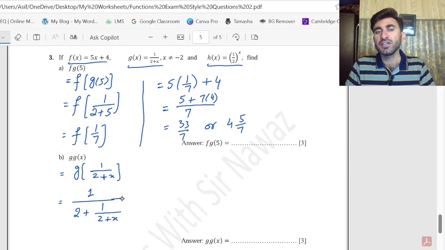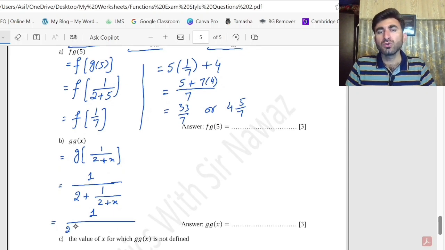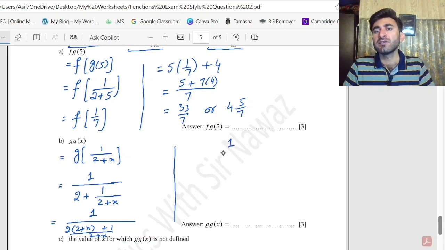So first we need to add the values in the denominator, and then we can take the reciprocal. So in order to add the values in the denominator, it will become 2 times 2 plus x, then there is a plus 1, and here is the denominator which is 2 plus x. Simplify it first and then we will take the reciprocal. 1 divided by 2 times 2, it's 4 plus 2x plus 1, and the denominator is 2 plus x.